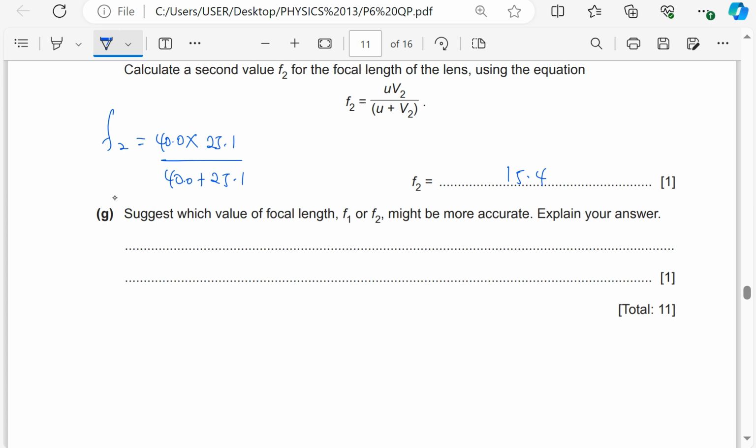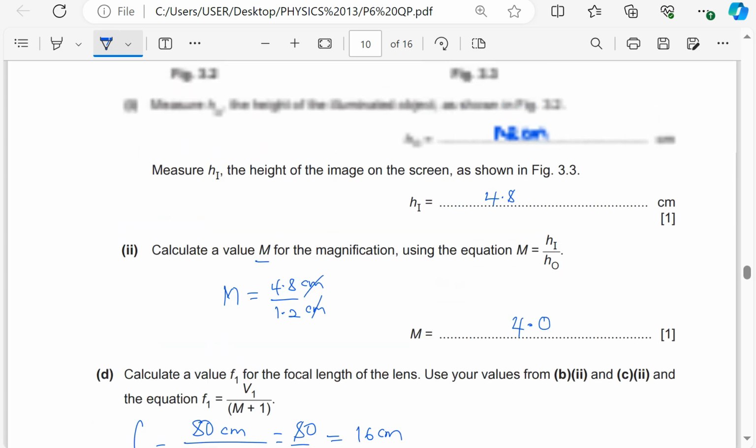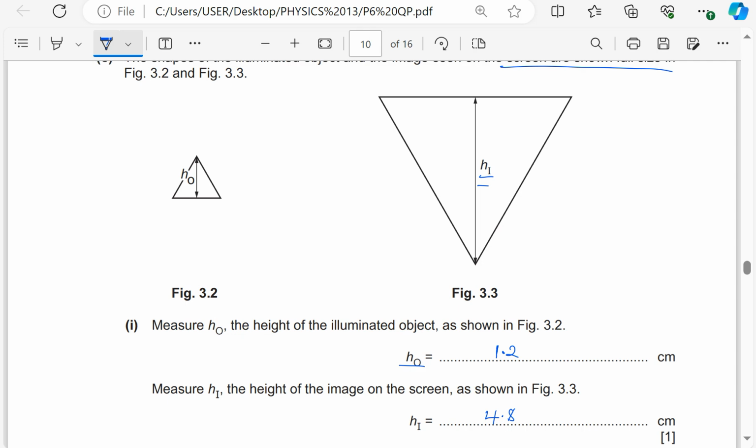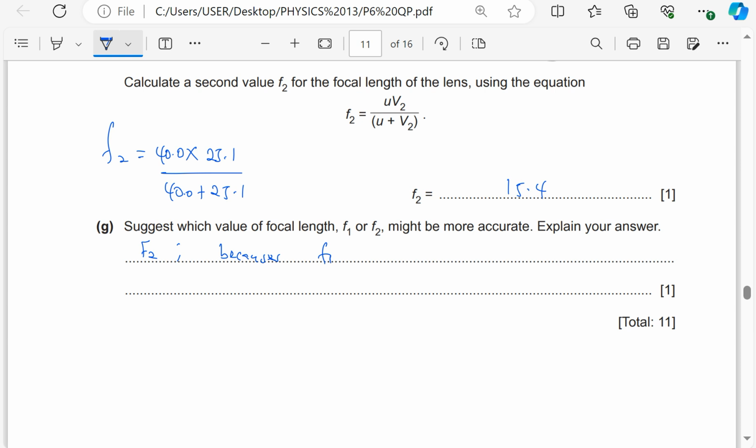I think F2 is going to be more accurate. So I'll say F2 is more accurate. Reason? Because F1 used values of H which were 1.2, 4.8. These are very small values. Small measurements give a large percentage uncertainty, so it means F1 is not very accurate because it uses small measurements.